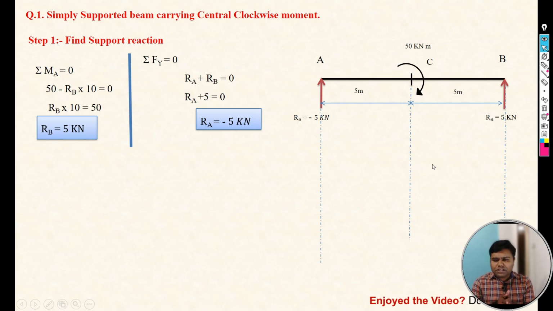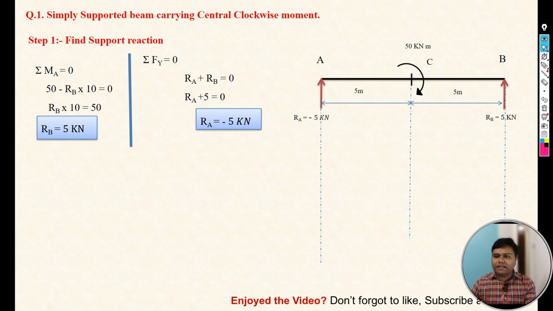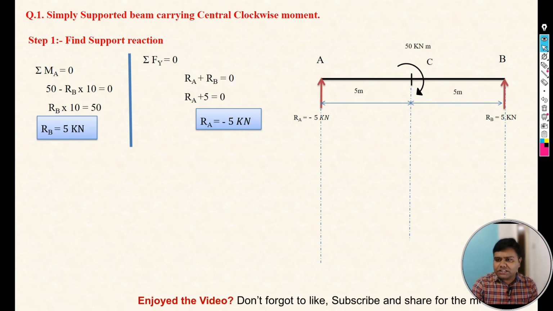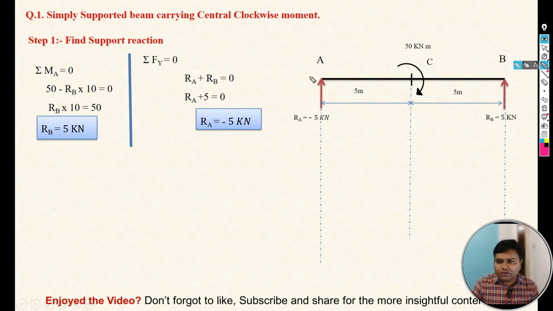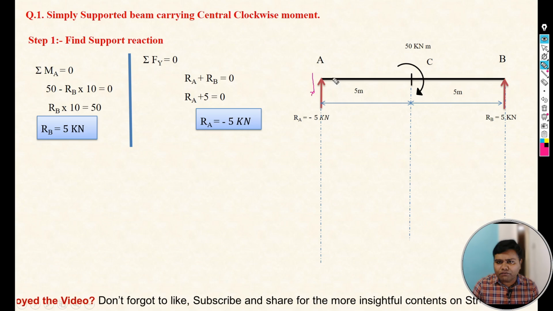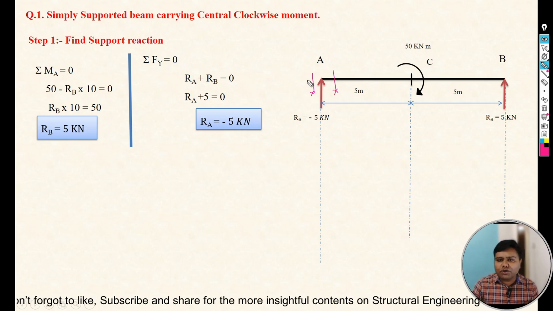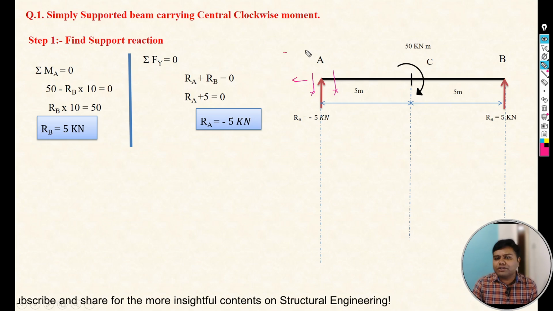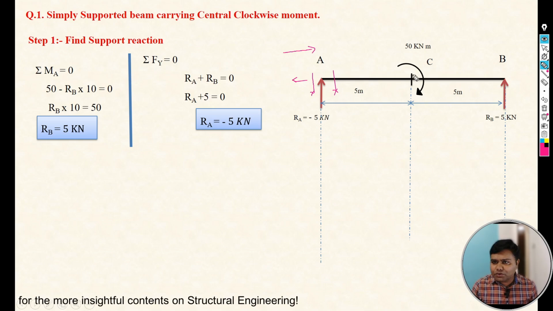Once you calculate the support reactions, the next step is to find the shear forces at each point. To find the shear force at each point, we consider a section on the left and right part of that particular point. So here we have to take the section at the left part of A, and after that right at A, and then we focus on the left part of that particular section, because we have started our calculation from left to right.